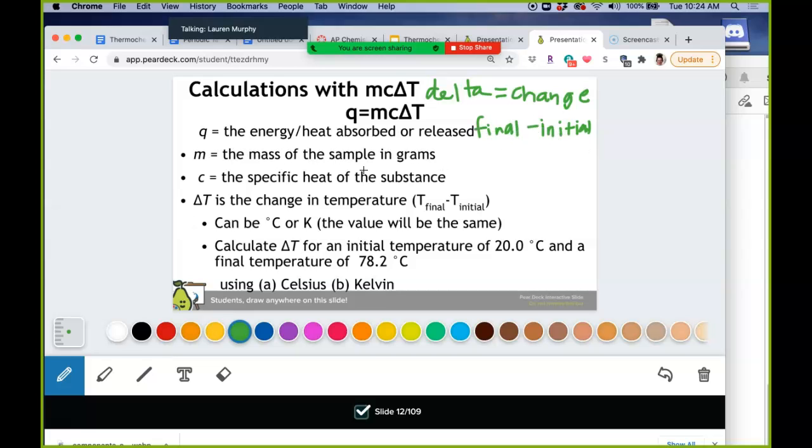Okay, so again, m is the mass, and the mass is going to be grams for right now. c is the specific heat. This is usually a constant, so you can look it up. And then delta T is some sort of temperature change. Now, this brings me back around to the idea that I told you that the units for specific heat could be joules per gram Kelvin or joules per gram Celsius. So I need to prove something to you.